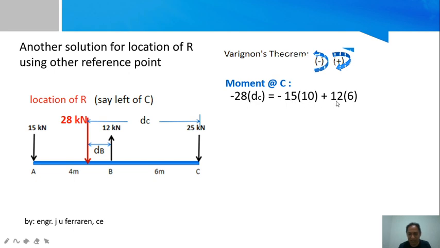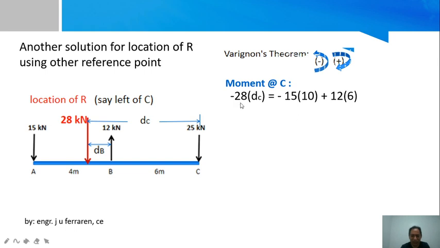How about this one? This is plus, because where is 12? 12 is this one, no? So, first is this one. 15 earlier. Yes, this one. I am using C as my moment center. So, 15 times 10. Correct? Now, I have 12 here, and the force is acting here. Right? Upward. So, that is clockwise. That is why we have 12 times 6.